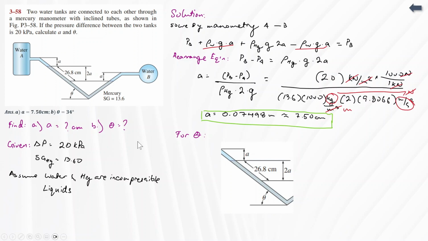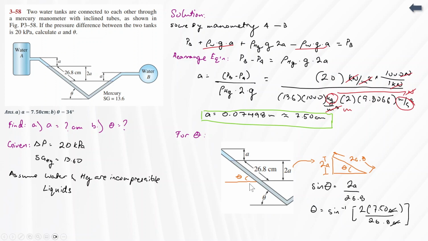So for theta, so you would notice here, you can actually transfer yung theta dito. Actually the same thing kasi draw a parallel line here, and any parallel line intersecting this should have the same theta as this. And then from there, it's just a matter of trigonometry. In this case, it's a sine. So we simply get the sine inverse of 2a divided by 26.8. You would get 34.035 degrees or 34 degrees.